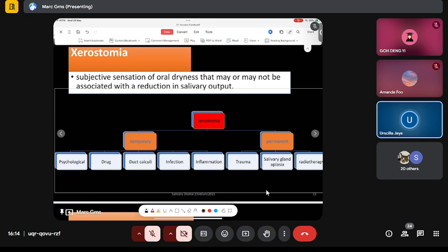The usual causes can be psychological, drugs, calculi, which is silolithiasis causing obstruction, reduced salivary gland function, infections, inflammation, trauma, salivary gland aplasia, and radiotherapy. I'm sure you all see a lot of patients post radiation with xerostomia, right? Haven't yet, doctor. Okay, sorry. You all are in which year now? Year 3. Okay. Next.